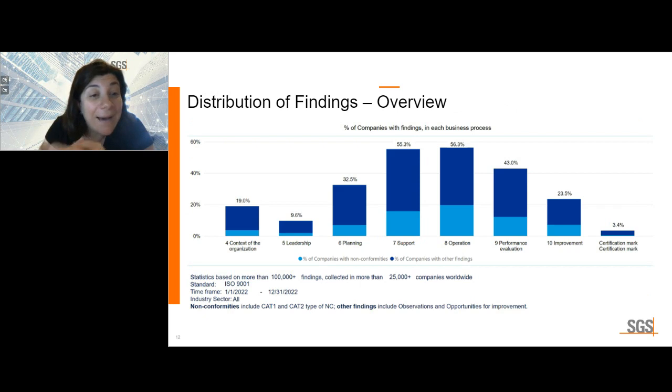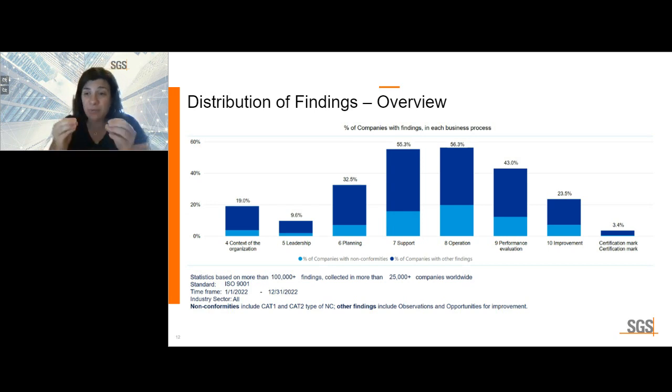We have, which is pretty much a tie, nonconformances generally found in clause 7 and in clause 8. Clause 8 takes the cake though, with 56.3%. Close third is also performance evaluation. And this is something I really need to point out to you, because there are two sections where I typically see individuals struggling, especially in section 9.